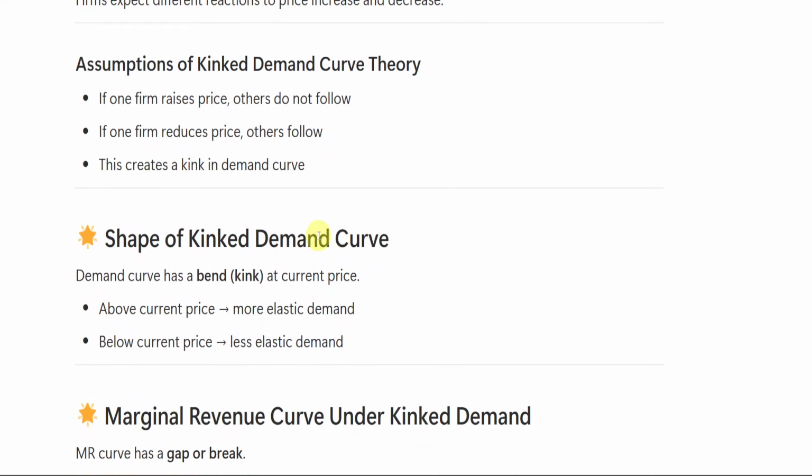As you can see on the screen, the upper part of the demand curve means more elastic: a small price rise will lead to a big fall in sales. Lower means less elastic: even if the firm makes a small price cut, only a small increase in sales will be there.